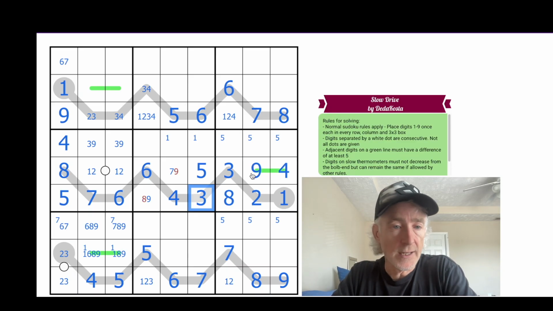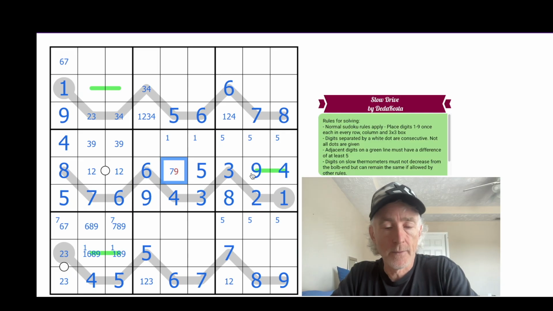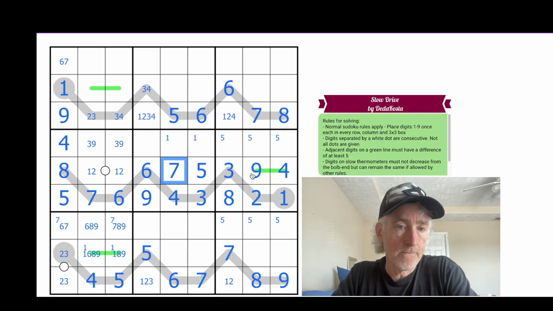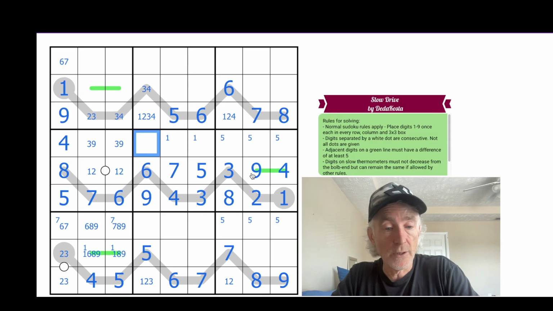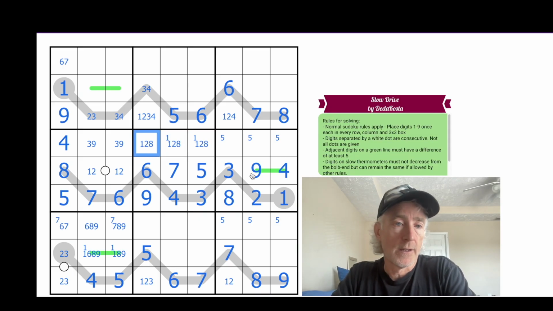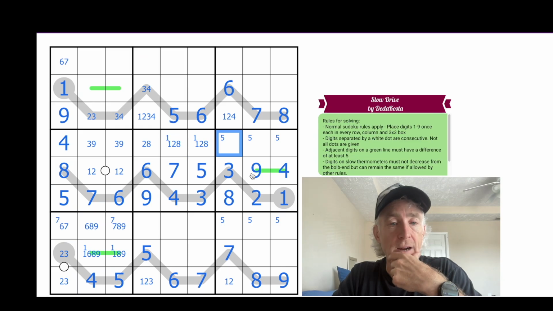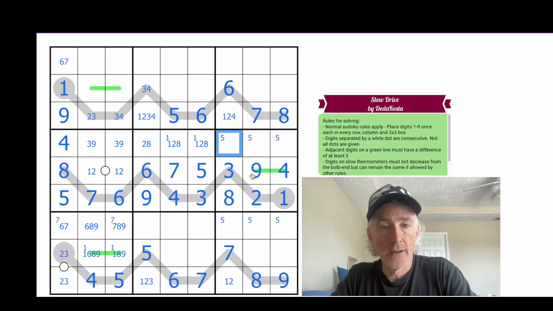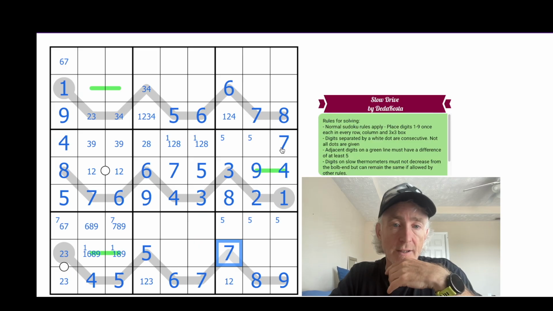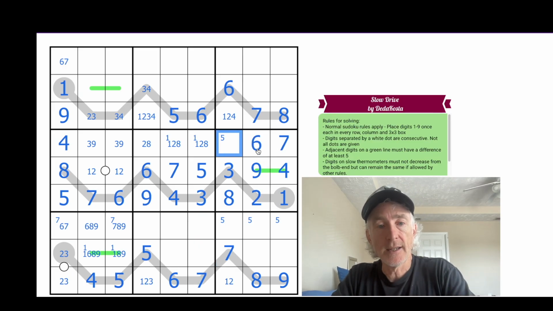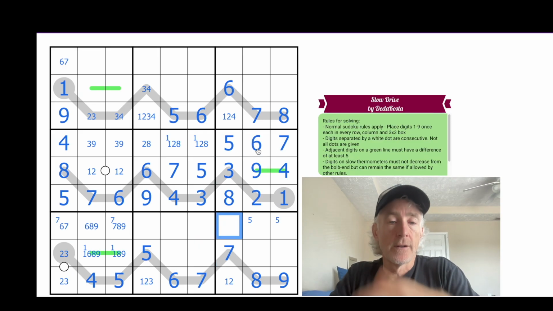Okay, that places 8, that places 9, places 7. We got a triple here now, so 1, 2, 8. This can't be 1, remember, because of the X-wing. And this is a triple. This is a 5, 6, 7. Actually, the 7 has to go here. We got 7 here and here, so that has to be 7. This has to be 6. That has to be 5.